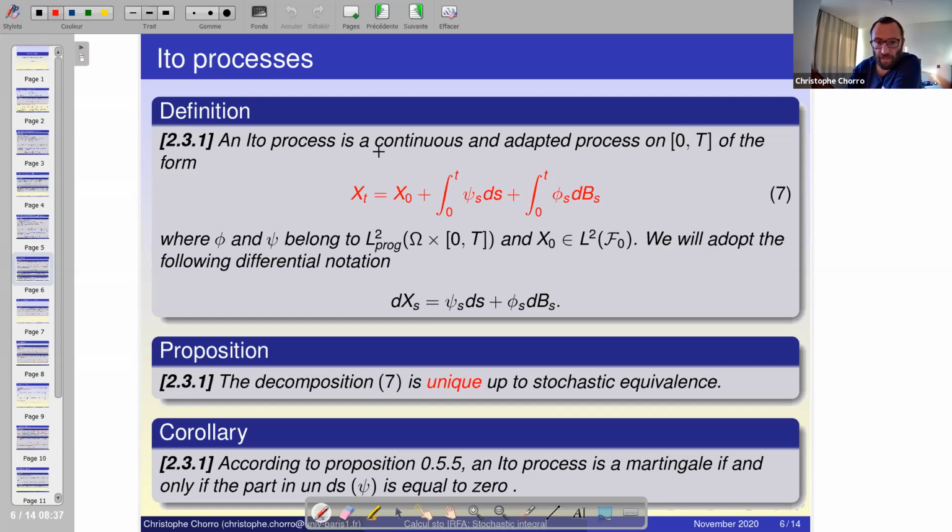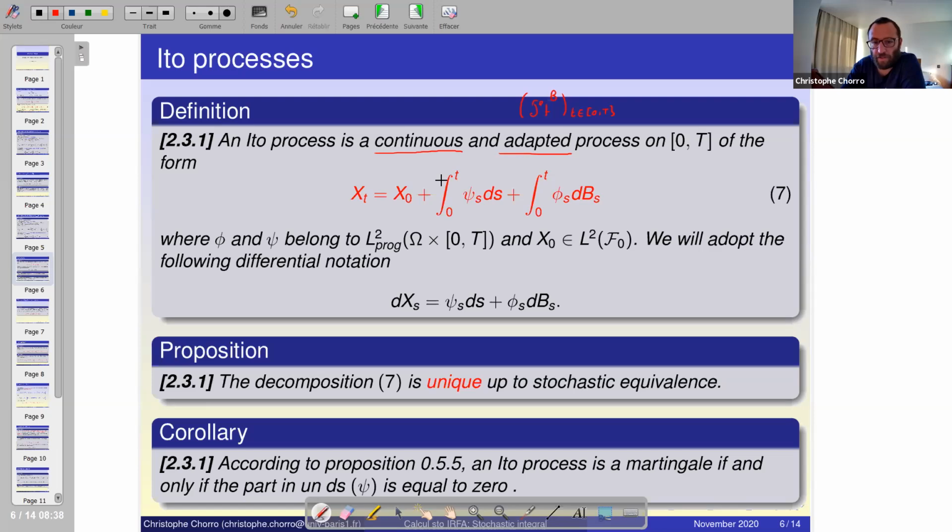First, keep in mind that this process is supposed to be continuous and adapted. When I say adapted, it's with respect to the Brownian filtration, as usual. In all this chapter, the underlying filtration is the Brownian one. So continuous and adapted means that this kind of process is progressively measurable, because when a process is continuous and adapted, it is progressively measurable, as we have seen in chapter 0. So we define an Ito process this way.